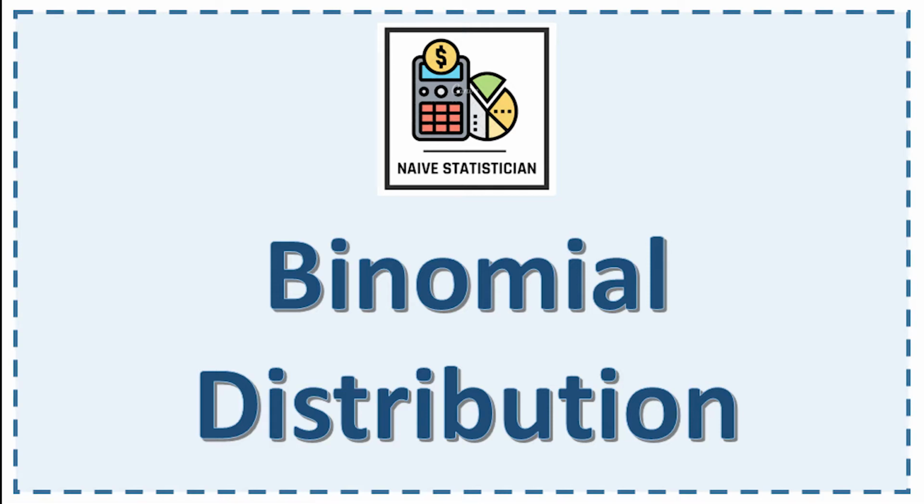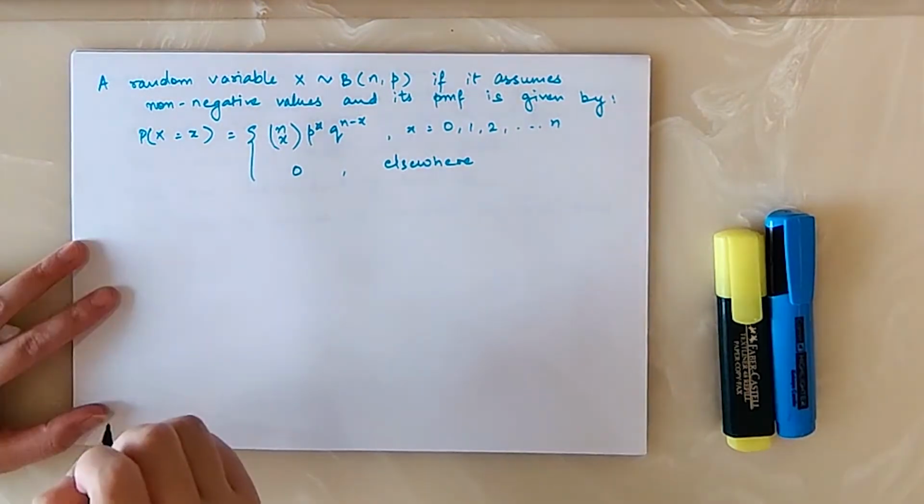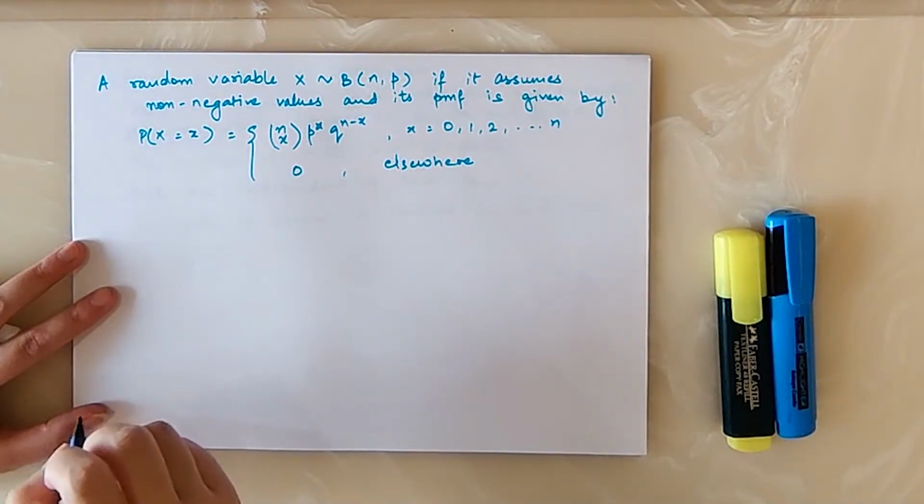In this video, we are going to talk about binomial distribution. We are also going to calculate its expectation, its variance, and its moment generating function. So first, let's start with the binomial distribution definition.